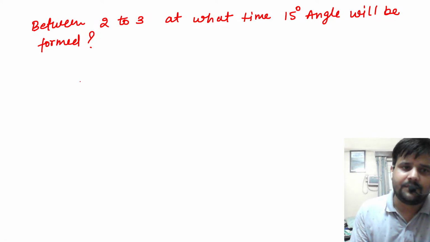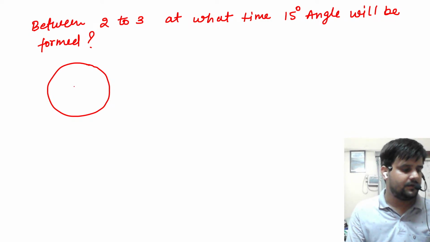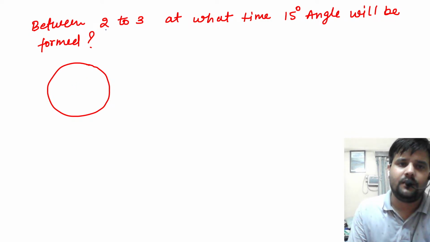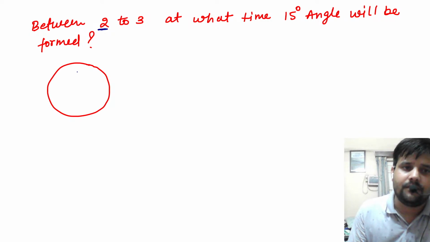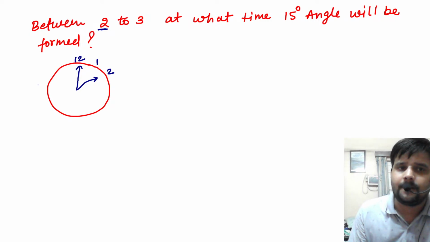So now the first step is to just make the position of the needles at the lower limit of time. So at 2 it will be like this. This is at 2, this is at 1, this is at 12. Getting my point? So how much is the angle right now? The angle right now is 30 and 30, which is 60. 60 is the current angle at 2.